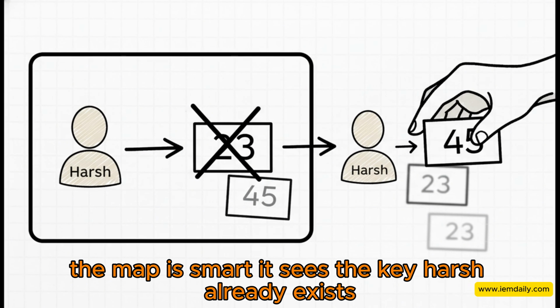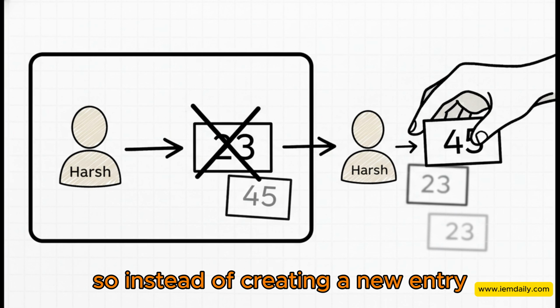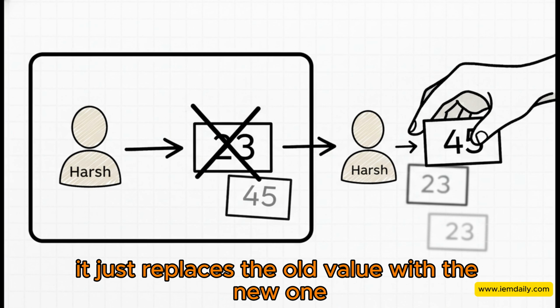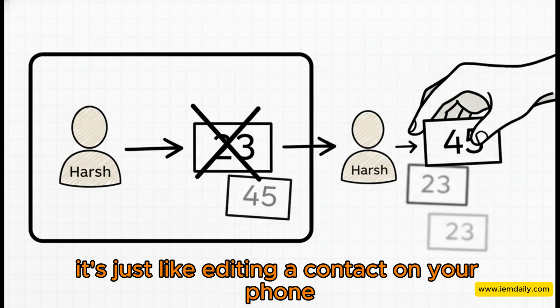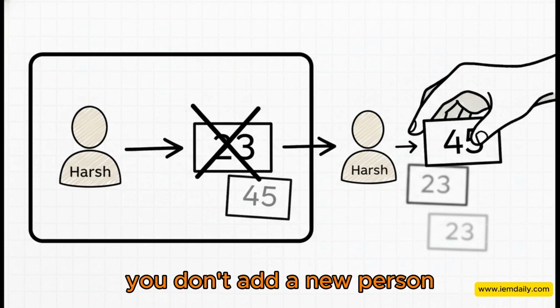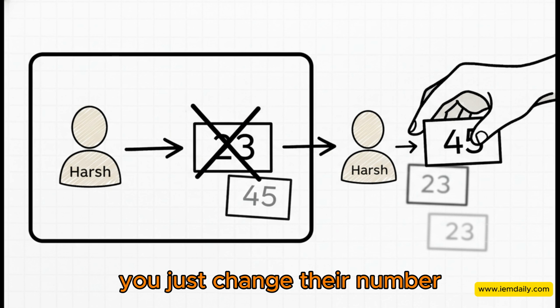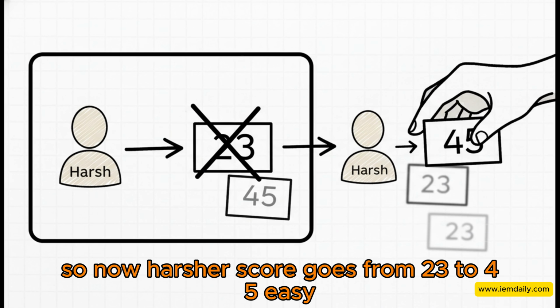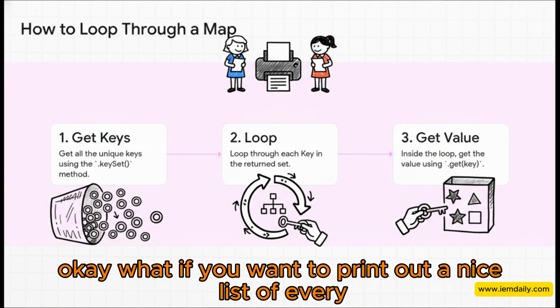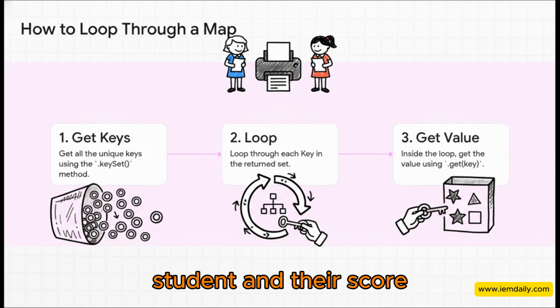The map is smart. It sees the key Harsh already exists, so instead of creating a new entry, it just replaces the old value with the new one. It's just like editing a contact on your phone. You don't add a new person, you just change their number. So now Harsh's score goes from 23 to 45. Easy.